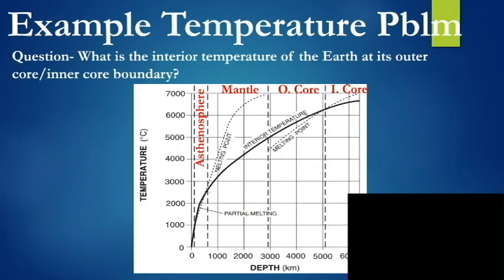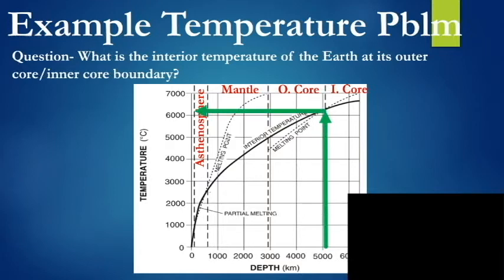Another question, what is the interior temperature at the outer core, inner core boundary? We find that boundary. Here it is. We move up, and we move to the left, right? It's insanely hot down there. It's above 6,000. Maybe we can estimate it's 6,300 or so degrees Celsius. Okay. So just like that.